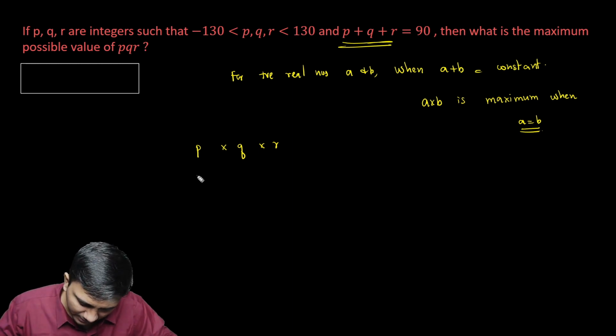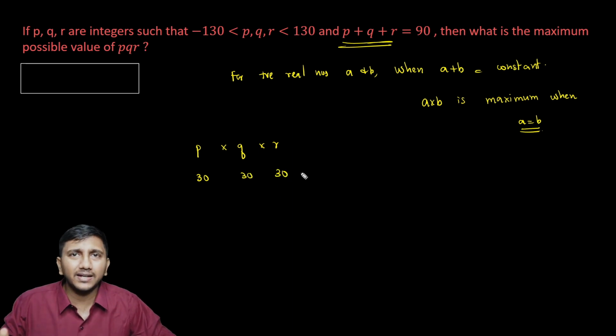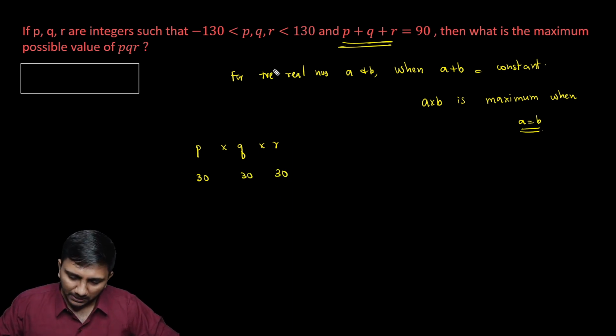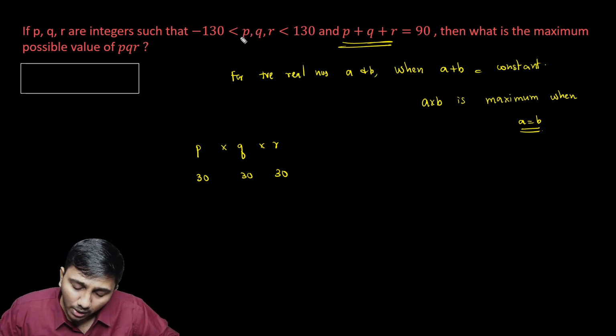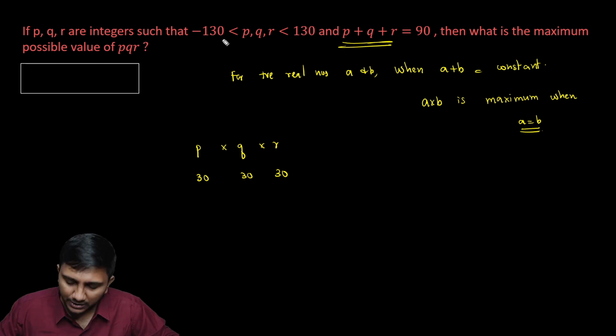So I can distribute it as 30, 30, 30 and multiply that. That should give me the maximum possible product. But in this case, P, Q, R can also take negative values. So let me see if I can exploit that particular aspect to increase the product further. But my product has to be positive.